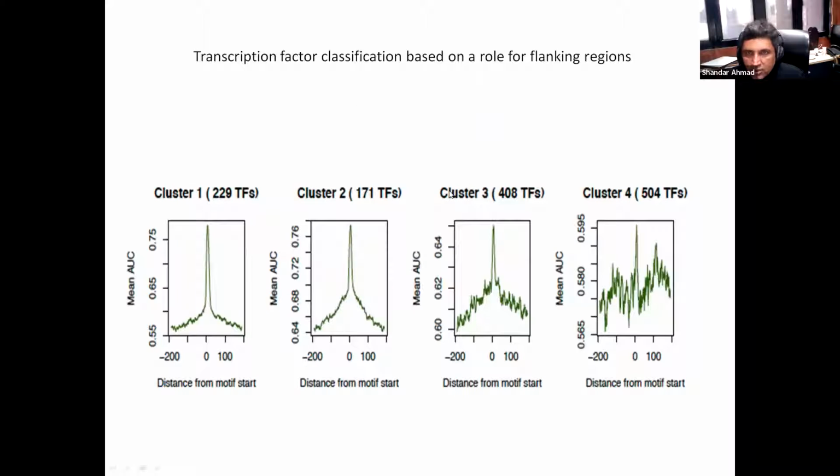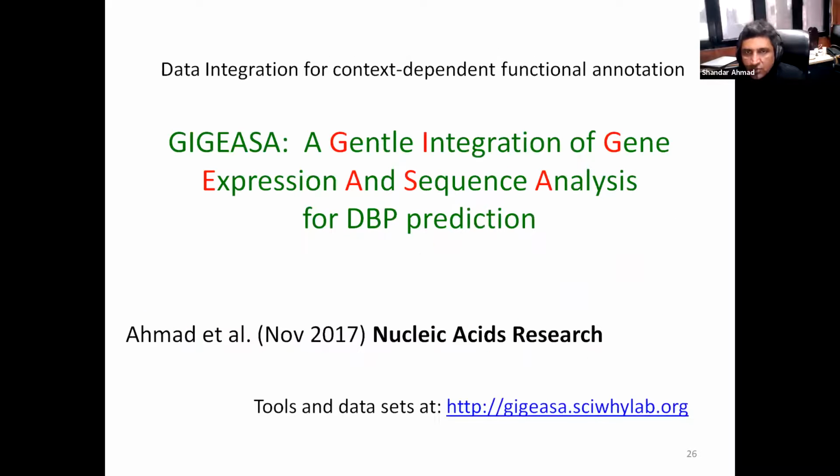So then going from STAT3, we went to look at a large number of transcription factors, 1,500 transcription factors, and their ChIP-seq data. Their NGS data analysis showed that there are 4 clusters, and they have different types of profiles in terms of the information distribution around the binding motifs. There is a group of 229 transcription factors which have a sharp peak where the surrounding regions are not important. Then there are 504 on the other extreme, where the surrounding regions play the predominant role in the protein-DNA interaction of the transcription factor.